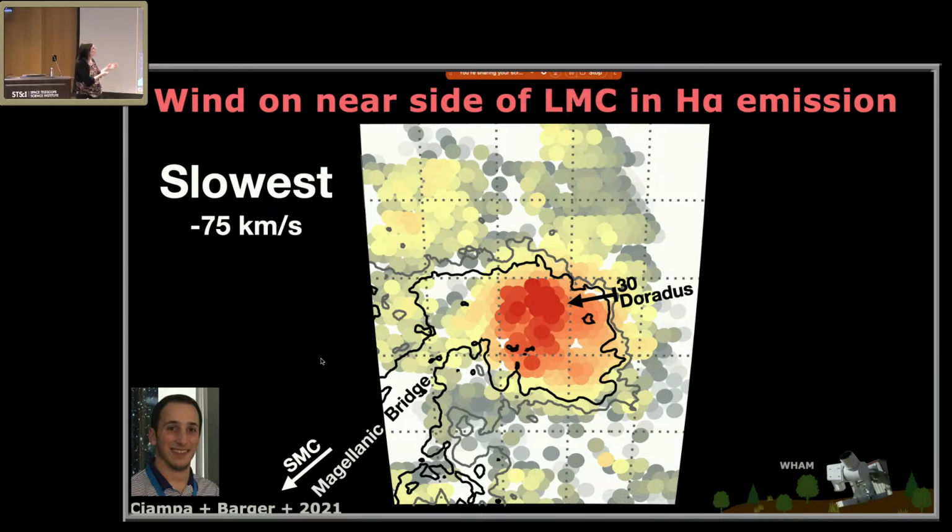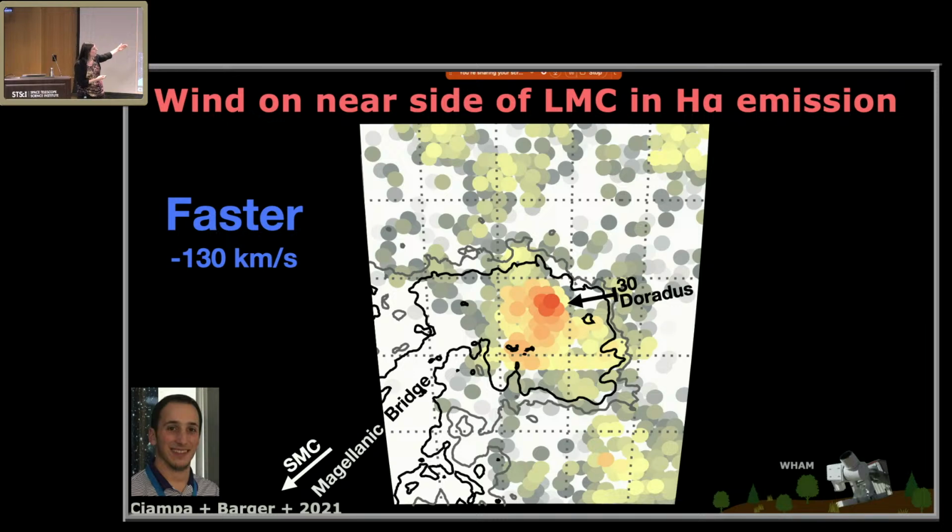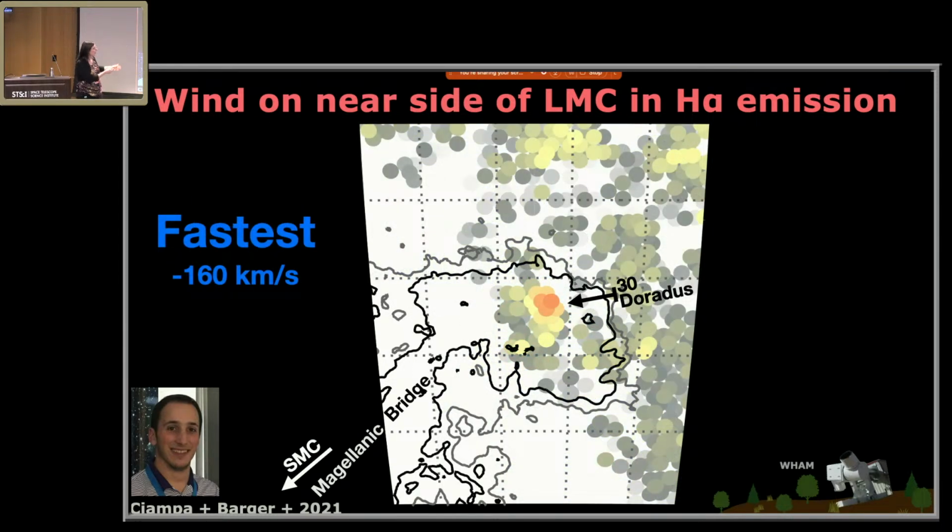And if I move forward, I'll show you another channel map where we're going a little bit faster. A little bit faster still. And notice that there's one spot that is very, very bright that stands out the entire time. It's this spot right here labeled 30 Doradus. This is the very, very active region that is acting more like a mini starburst inside this galaxy. And so this right here is convincing evidence that in this direction, there is actually indeed a fast-moving component of this wind.